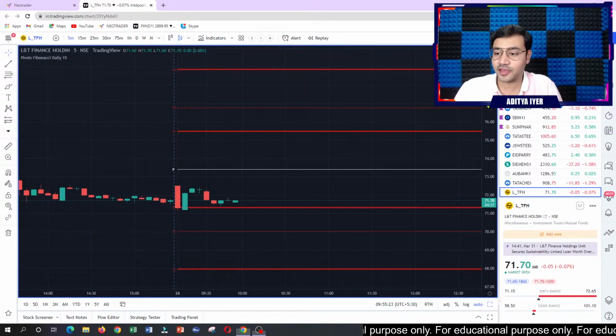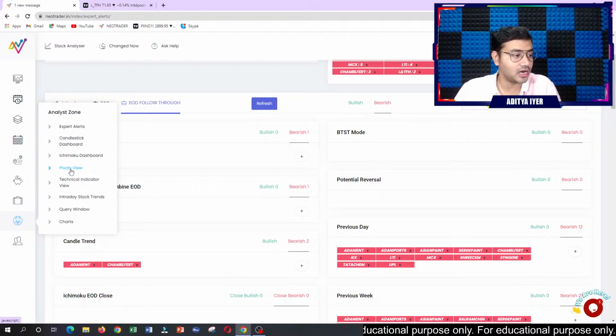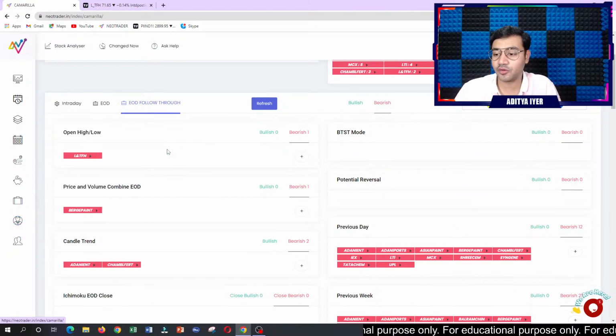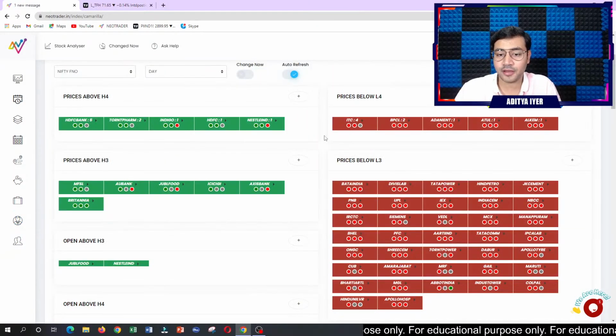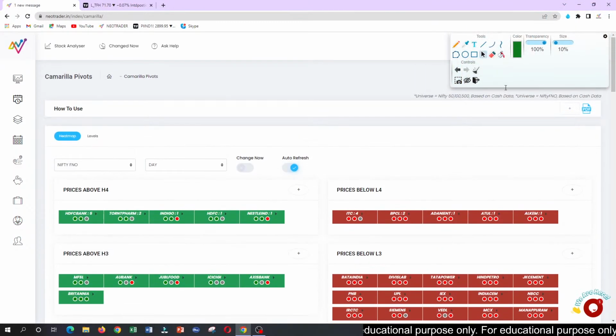What next do we see now? Anyone here? Anyone who was online, do you want to suggest anything that we need to see next? Or shall we move to the Camarilla page? Let me go here, go to pivots view, and go to the Camarilla Pivots page, and once I go to this Camarilla page here, what do I find?